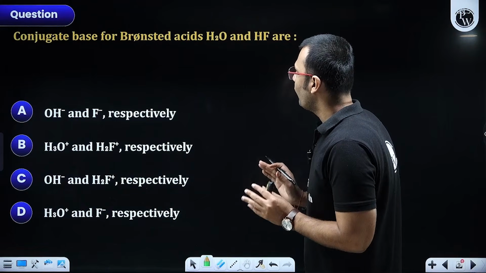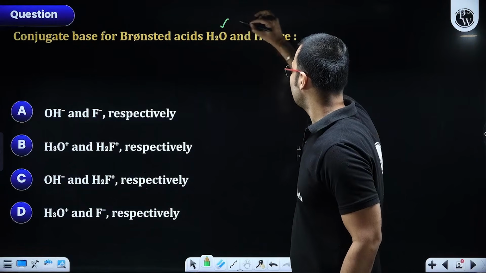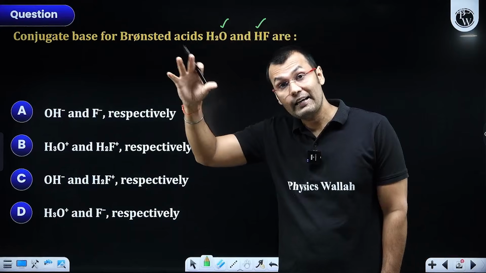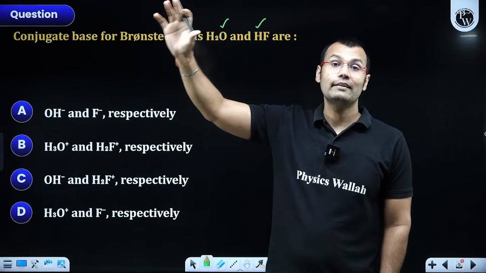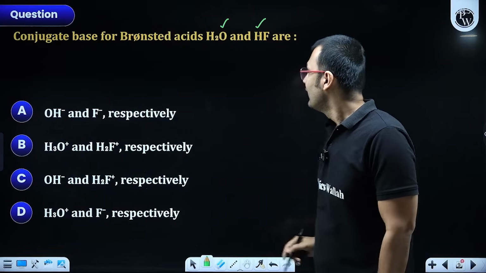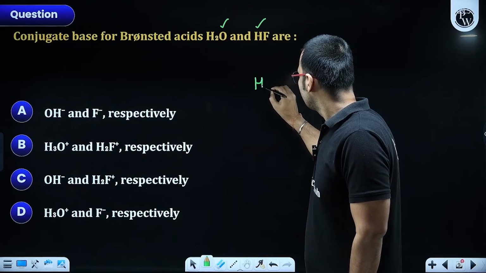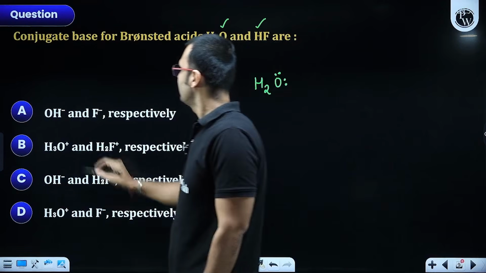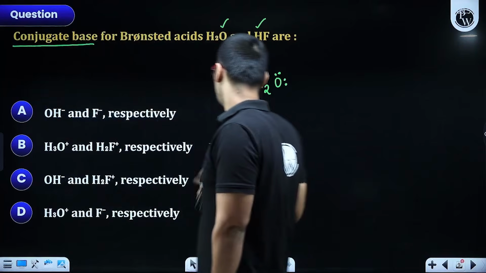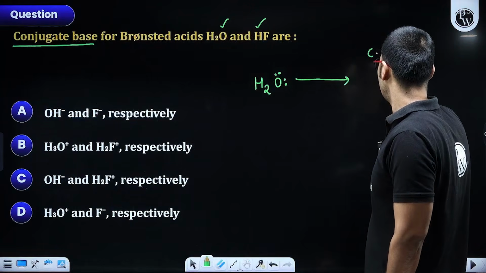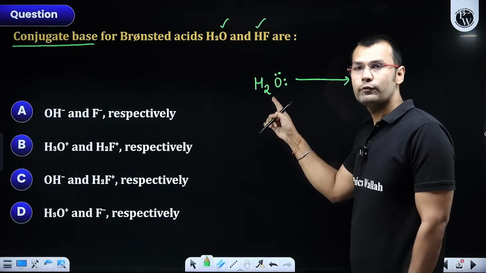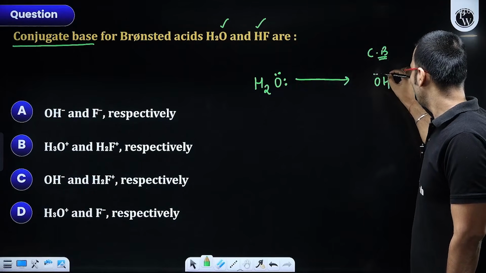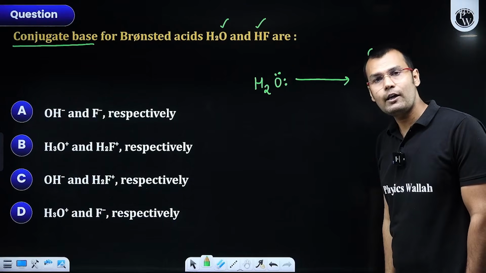Conjugate base for the Bronsted acid H2O and HF, right? Just now I told you that they will give you a compound and they will ask what is the corresponding conjugate acid or conjugate base of that. So here they are saying that we have H2O, and for H2O they are asking its conjugate base. So for any compound, if I want to get its conjugate base, what do I need to do? I need to remove one H plus. So from H2O, if I remove one H plus, I will get OH minus. So for H2O, OH minus is your corresponding conjugate base.